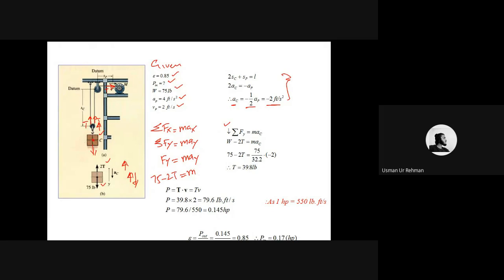And from here we know that acceleration of point C is minus 2 feet per second squared. So we can put this value over here, minus 2. And how can we find out this m? This is basically equal to W by g. So W is 75, divided by 32.2, so we will get this value. So in this whole equation, there is one unknown, that is T. So this T is now identified.